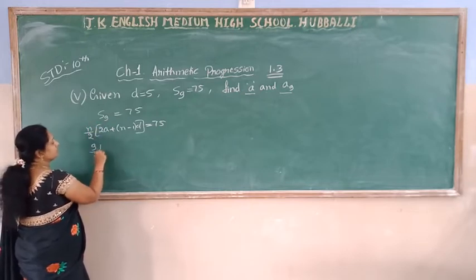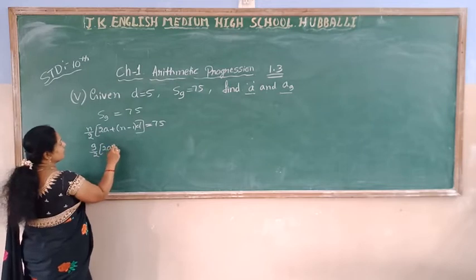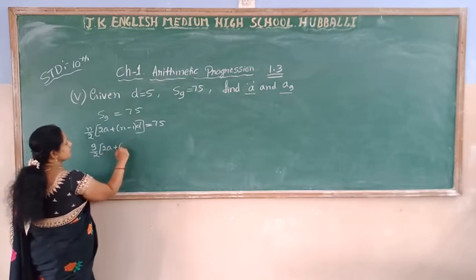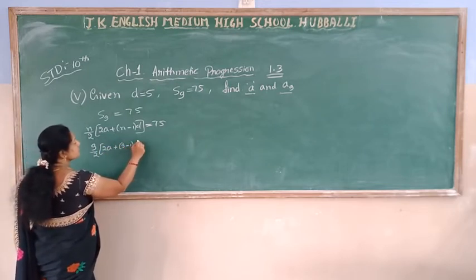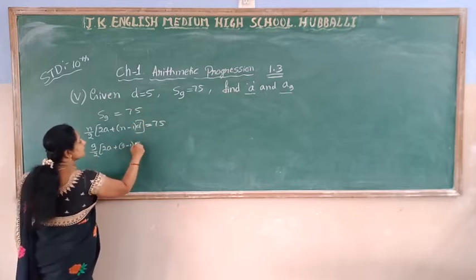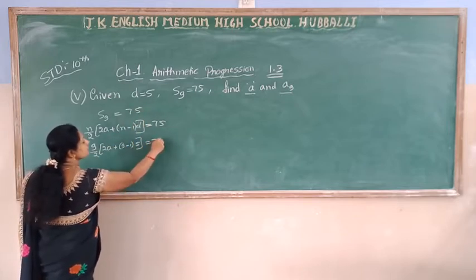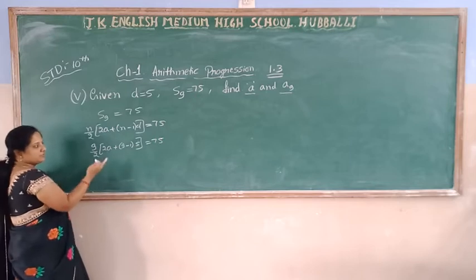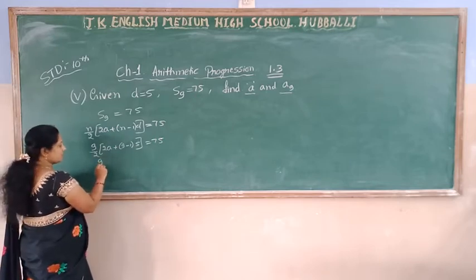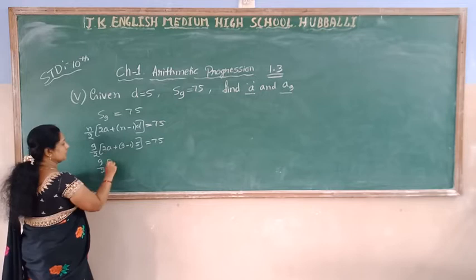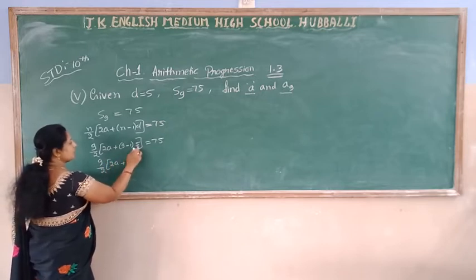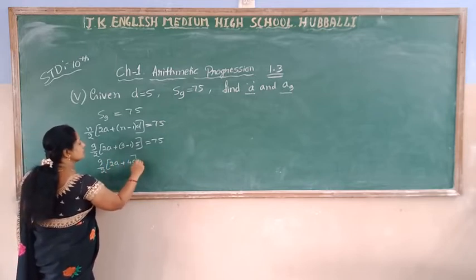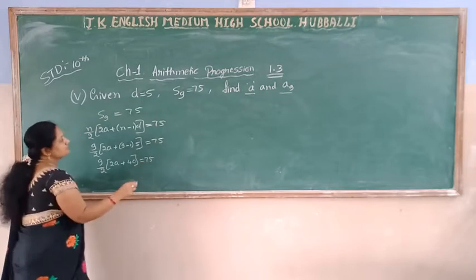9 by 2, 2a, a value I don't know, plus (9 minus 1), d value I know that is 5, it is given in the question. So substitute in the formula. Then after simplification, it becomes 9 by 2 into (2a plus 8 5s are 40) is equal to 75.